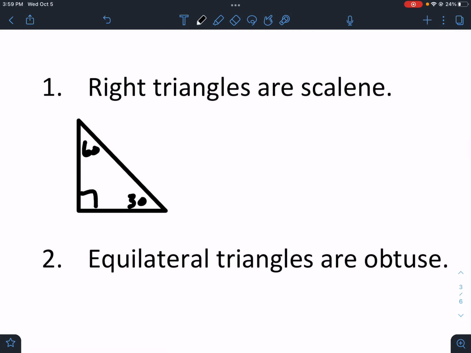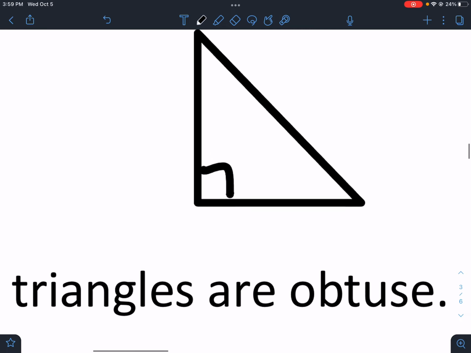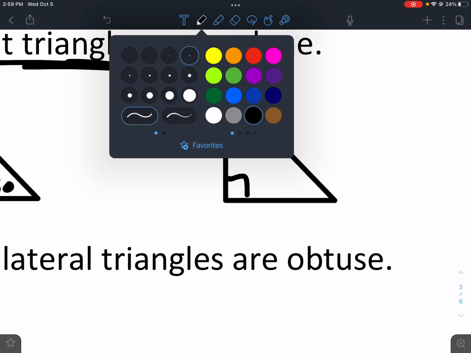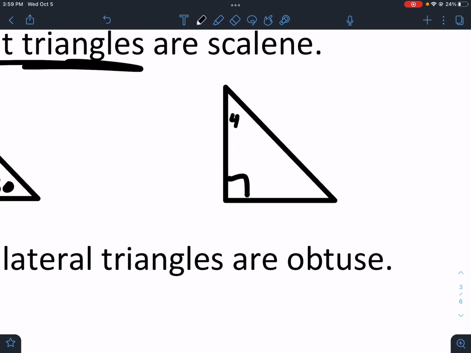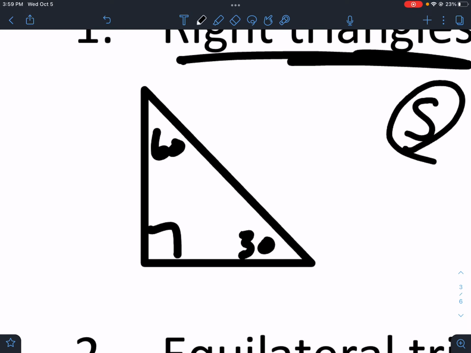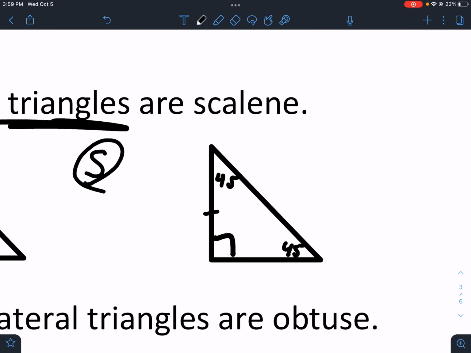Now remember, when you read this, right triangle is the premise. Right triangle has to happen. It's the conclusion. Does it have to be a scalene triangle? Well, what is another option? Could these both be 45? Yep. So that's a right isosceles triangle. So this one is sometimes. It could be scalene. It could be isosceles. Remember, if all three angles are different, all three sides are going to be different. Well, if two angles are the same, that means two sides are going to be the same.